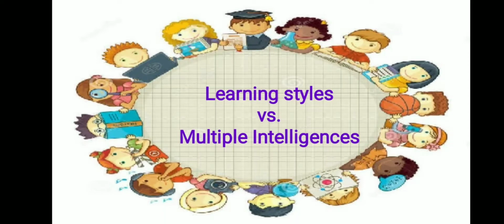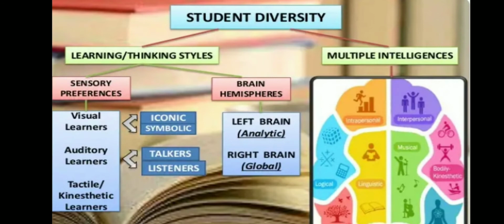Learning styles versus multiple intelligences. Student diversity, which is learning or thinking styles, include the sensory preferences. Visual learners include iconic and symbolic. Auditory learners include talkers and listeners. And tactile or kinesthetic learners. Brain hemispheres, left brain analytic and right brain global.